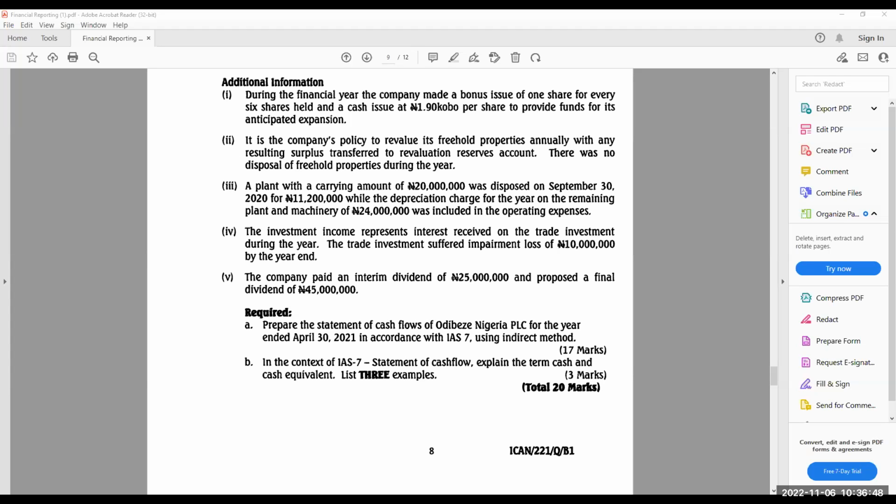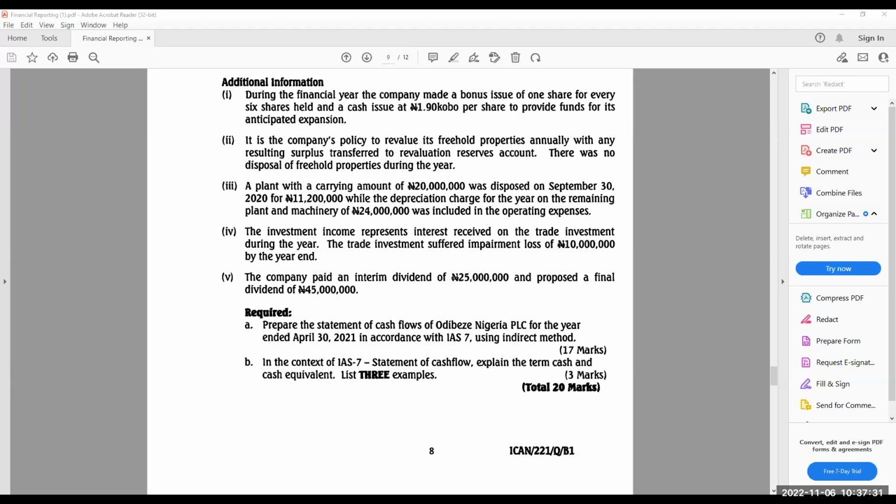3. A plant with a carrying amount of 20 million was disposed on September 30, 2020 for 11,200,000, while the depreciation charge for the year on the remaining plant and machinery of 24 million naira was included in the operating expenses. 4. The investment income represents interest received on the trade investment during the year. The trade investment suffered impairment loss of 10 million naira by the year end. 5. The company paid an interim dividend of 25 million naira and proposed a final dividend of 45 million naira.